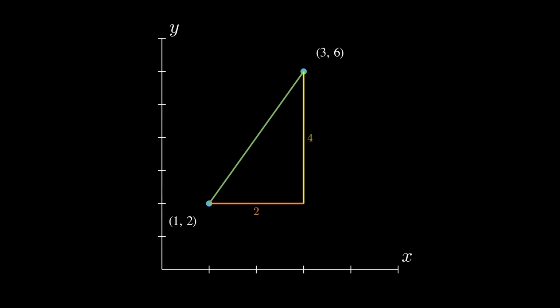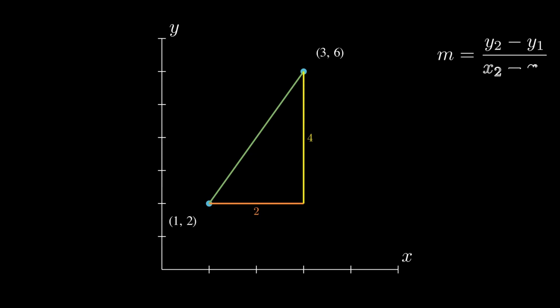Let's practice calculating slope using 2 points. The slope of a line shows how much it rises or falls compared to how far it runs, often described as rise over run. Suppose we have the points 1, 2 and 3, 6. The run, or horizontal change, is 2, while the rise, or vertical change, is 4, meaning the slope is 4 divided by 2, which is equal to 2.